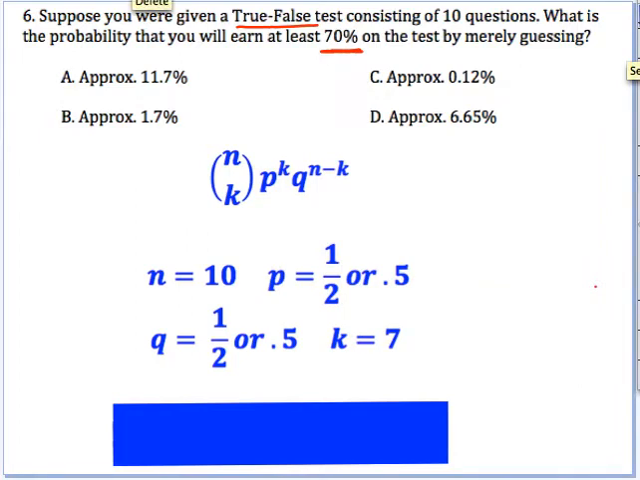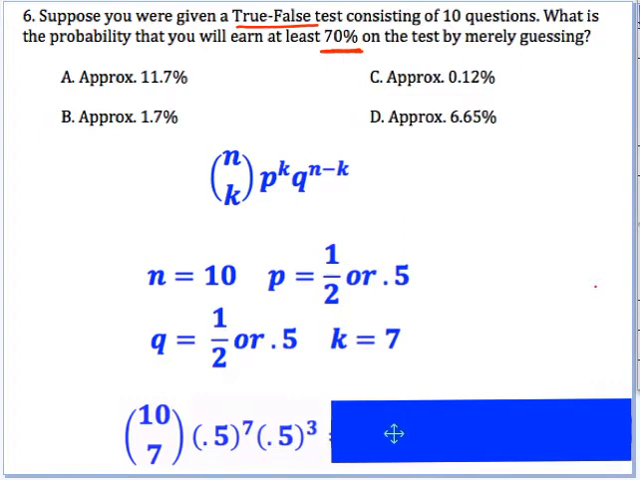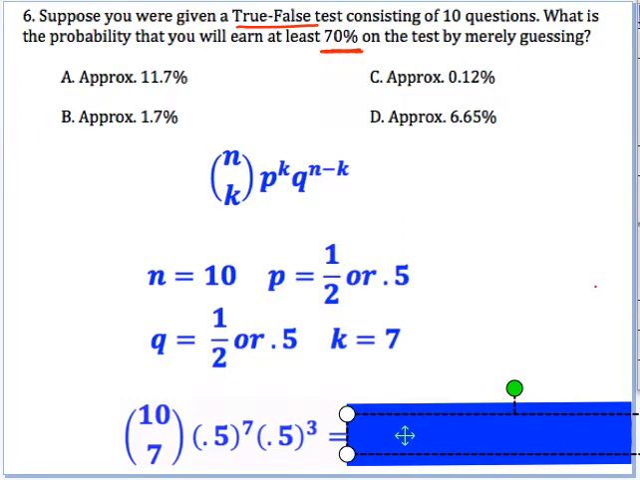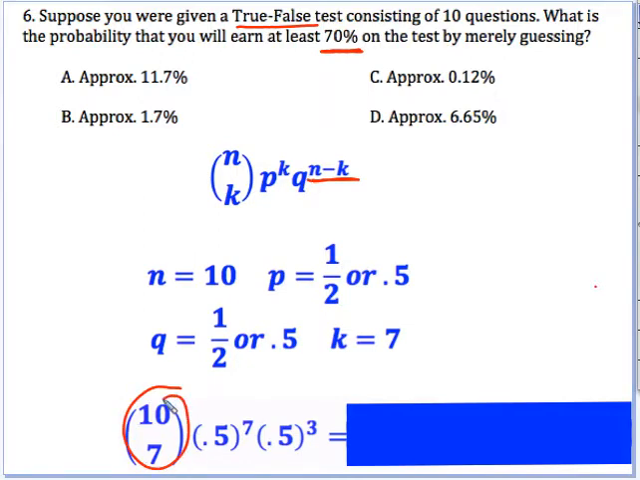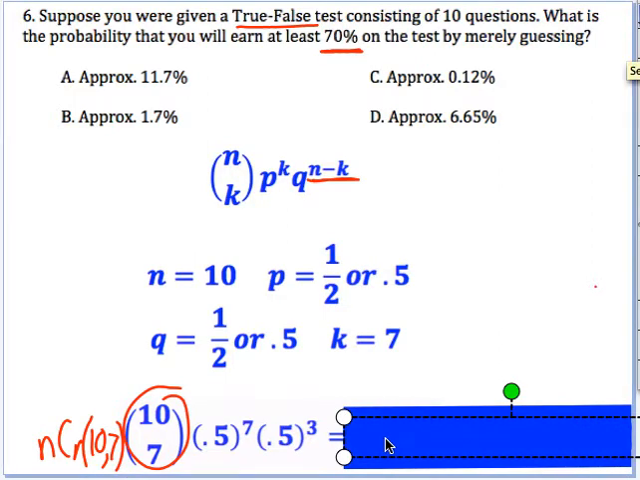Now that I know all those values, I'm going to plug them all into my formula, just like that. Remember that to get your exponent here, it's whatever your N value is minus your K value. And if I was going to put that in my calculator, I would put in nCr 10, 7, and then the 0.5 raised to the 7th power and 0.5 raised to the 3rd power.